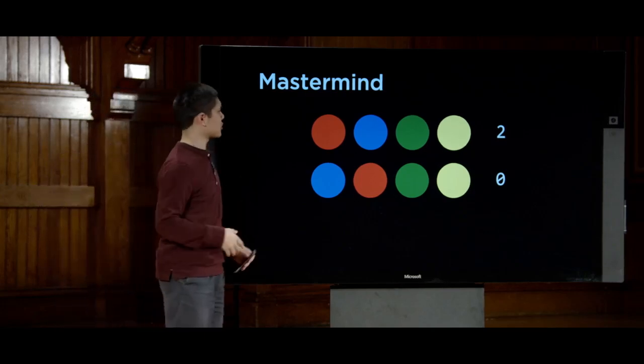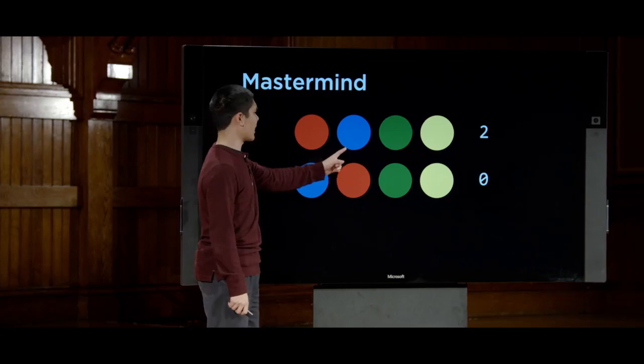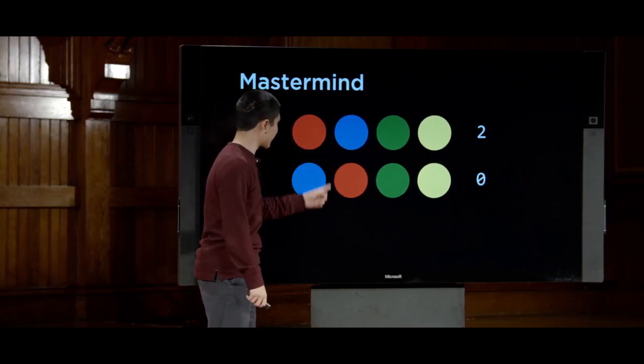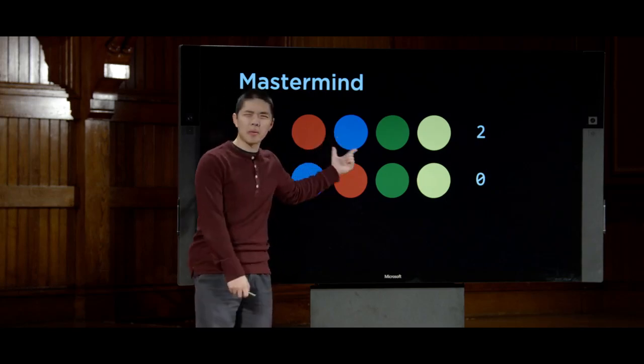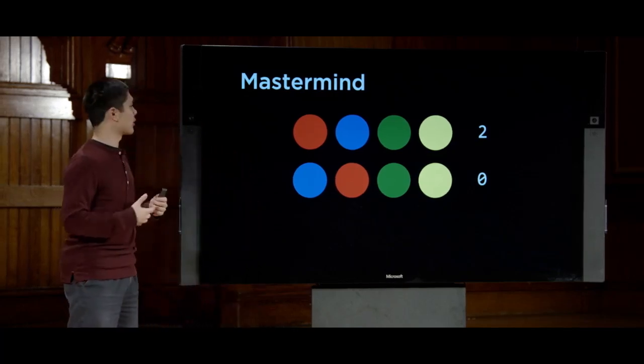And we as humans could begin to reason this through. All right, well, if none of these were correct, but 2 of these were correct, well, it must have been because I switched the red and the blue, which means red and blue here must be correct, which means green and yellow are probably not correct. You can begin to do this sort of deductive reasoning.